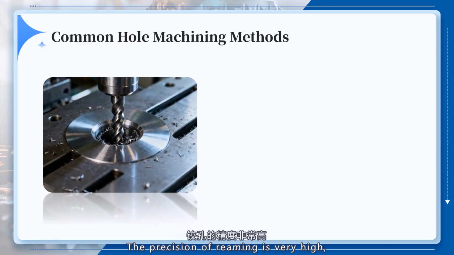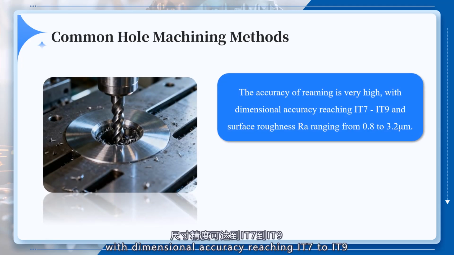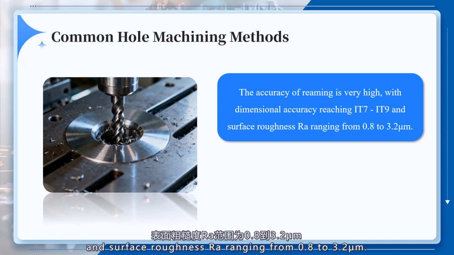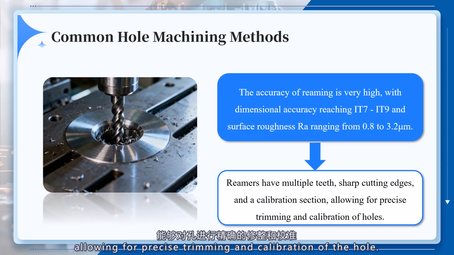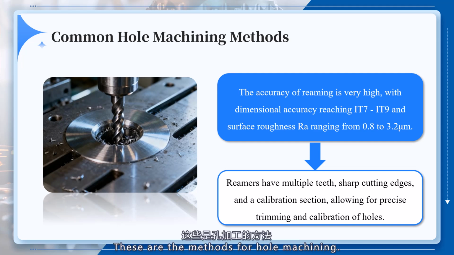The precision of reaming is very high, with dimensional accuracy reaching IT7 to IT9 and surface roughness Ra ranging from 0.8 to 3.2 micrometers. This is because reamers have many teeth, sharp cutting edges, and a calibration section, allowing for precise trimming and calibration of the hole. These are the methods for hole machining.